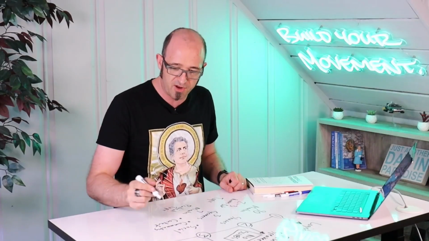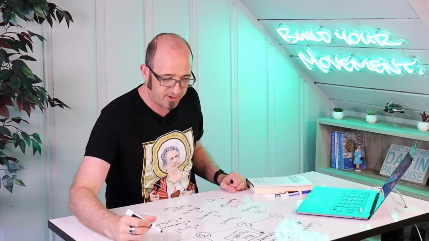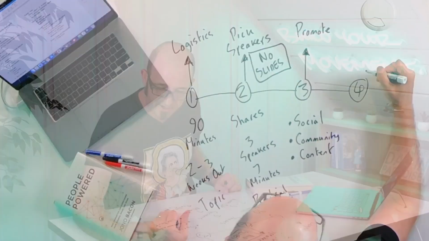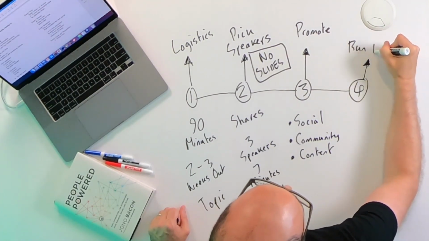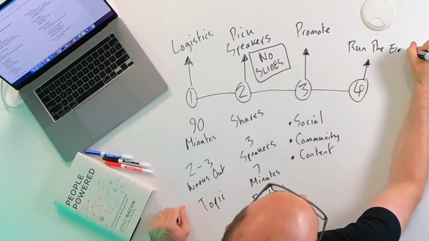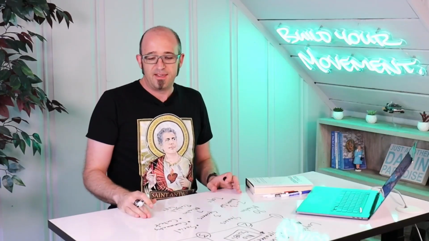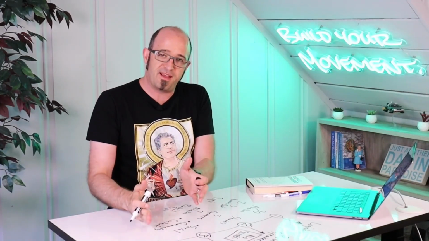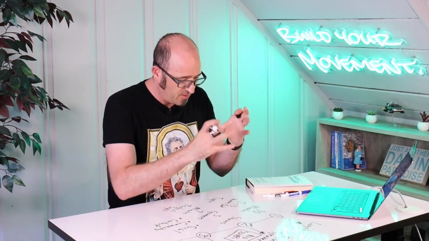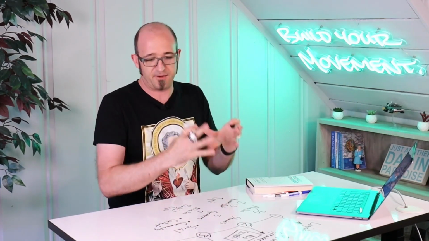All right, now let's move on to our fourth and final step. This is where we run the event. We've planned the event out, we've picked our speakers, we've promoted the heck out of it, now we need to run it. So how do we actually fill up that 90 minutes and how do we do this effectively?